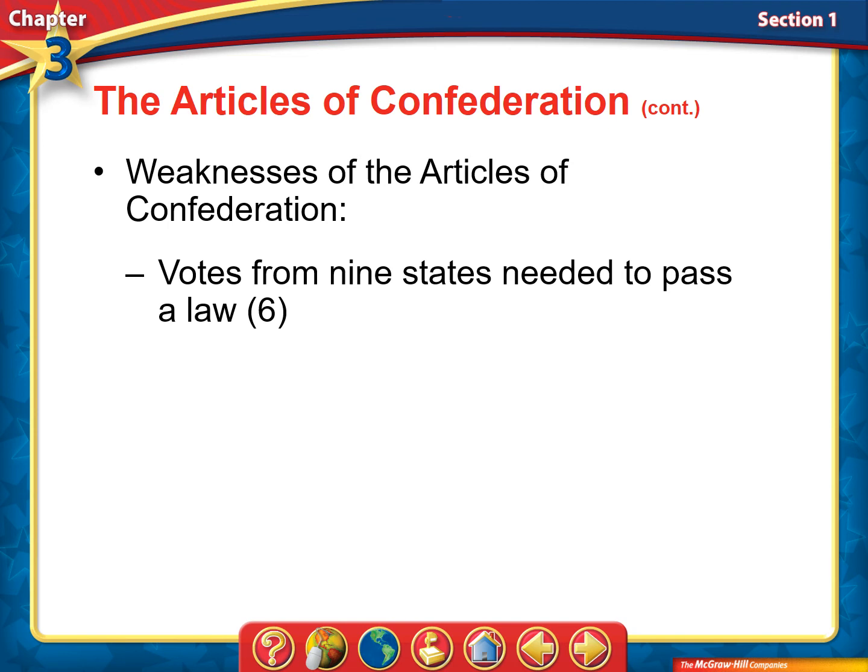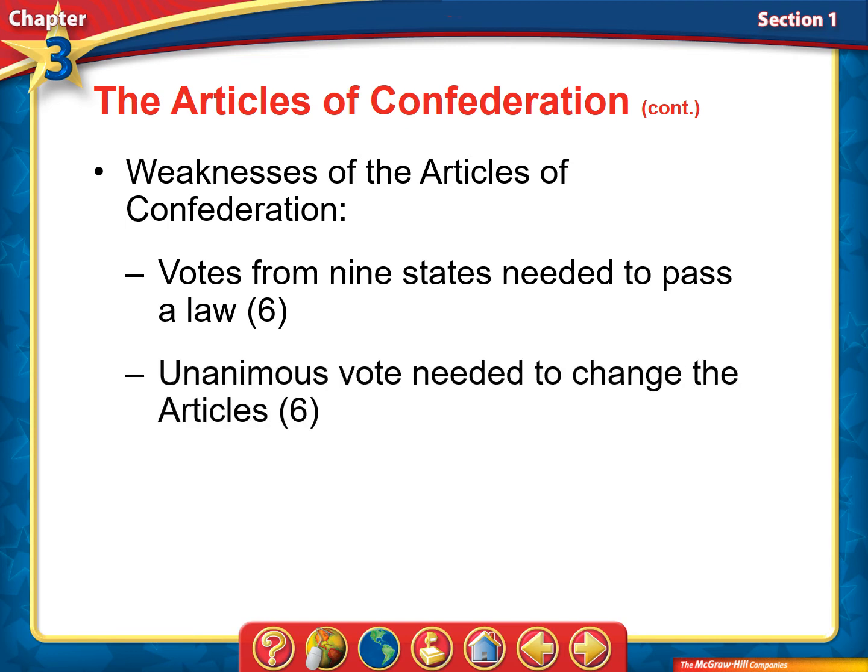For a law to be passed, 9 of the 13 states would have to agree. A supermajority. To change anything in the Articles of Confederation, all states would have to agree. And we've talked about how hard it would be to get all of us in this room to agree on anything, much less anything of importance. And this is a major weakness. So, the Confederation Congress did not have the power to tax. They didn't have the power to enforce their laws.